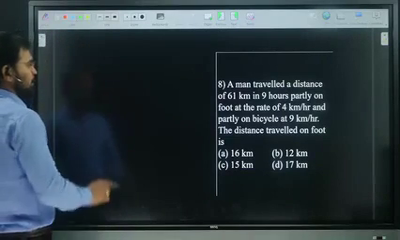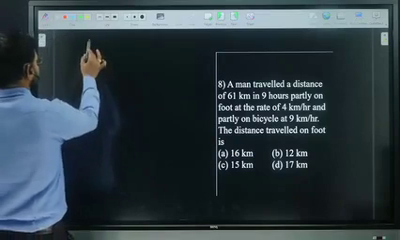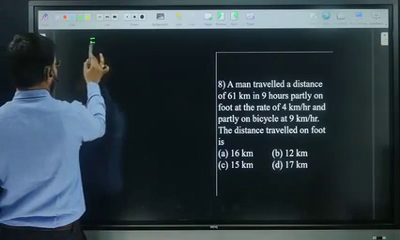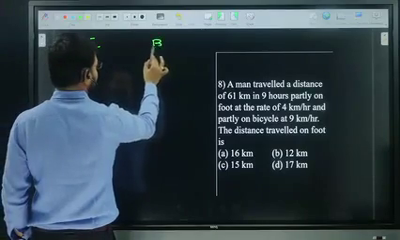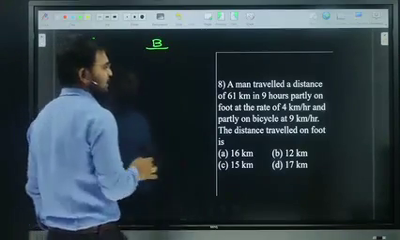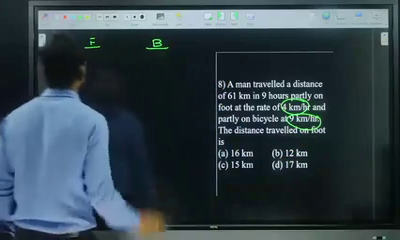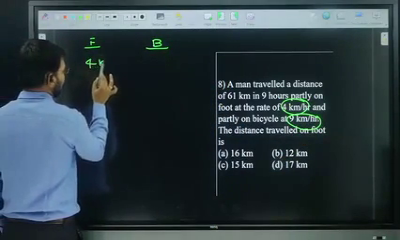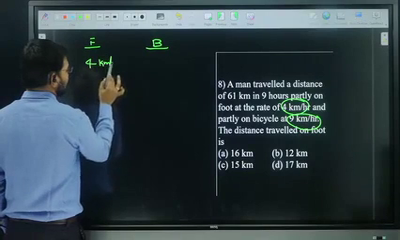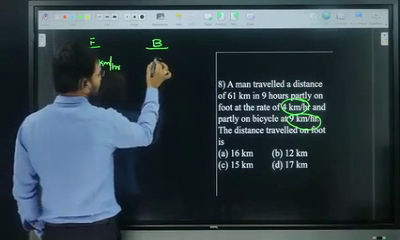So here, a man traveled a distance of 61 kilometers in 9 hours, partly on foot, partly on bicycle. Foot speed is what? 4 km per hour. Bicycle speed is 9 km per hour. Listen carefully here: foot speed is 4 km per hour, bicycle speed is 9 km per hour.